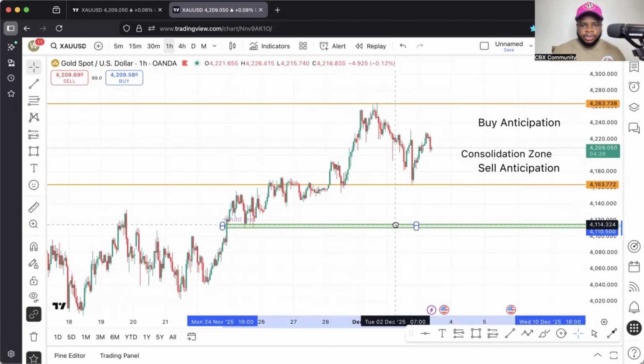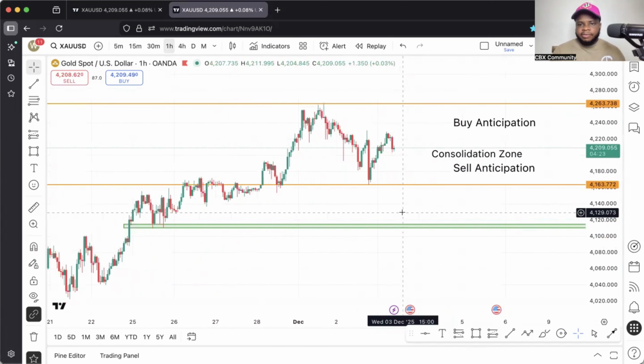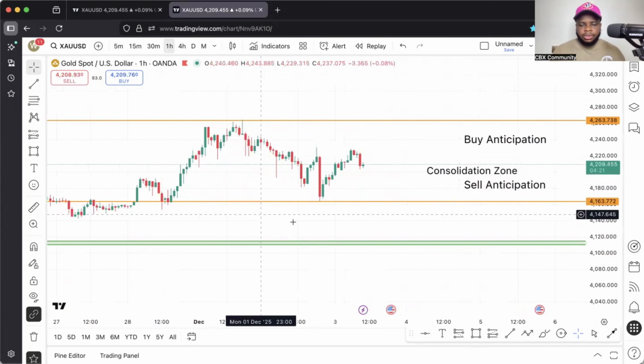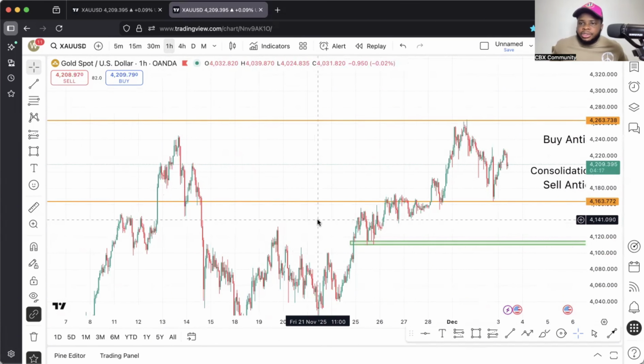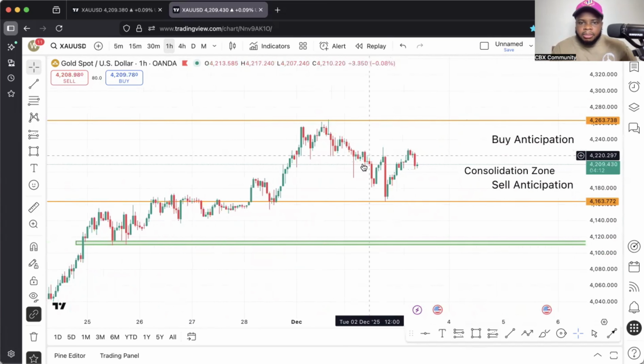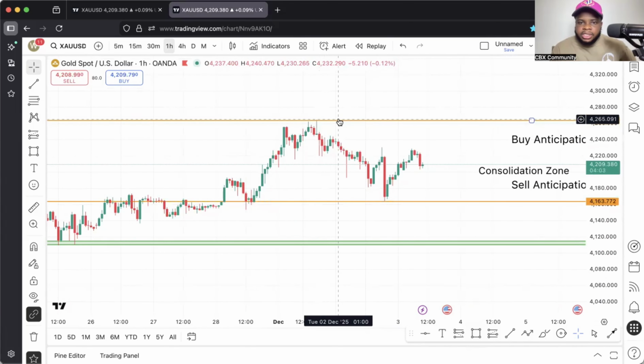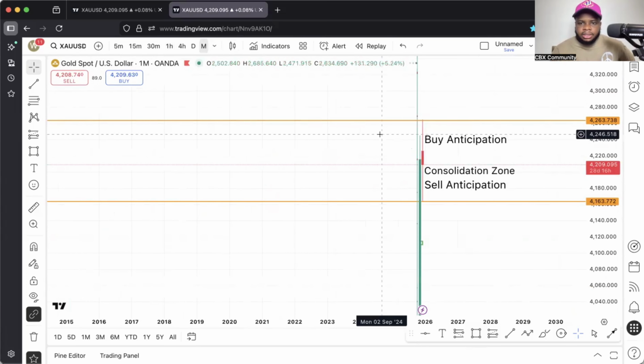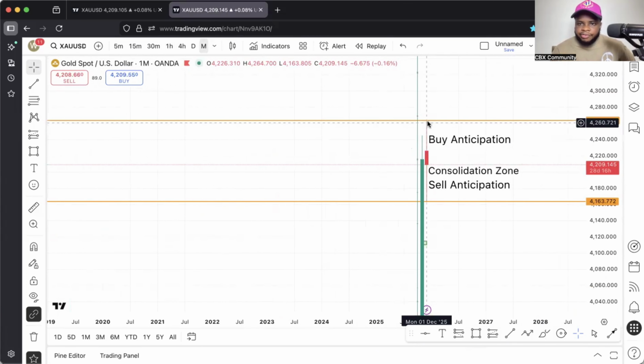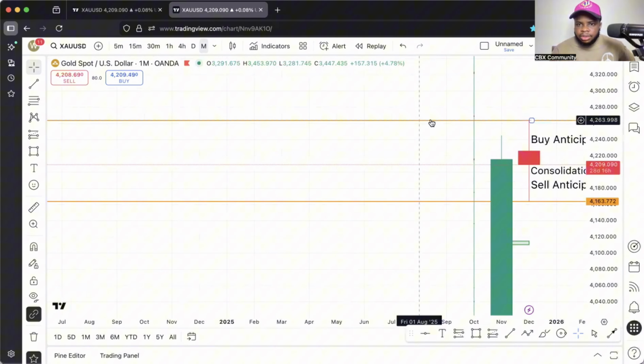So we have a support zone over here. We can leave that one. Looking at the condition of the market structure in the 1 hour time frame, it is just consolidating because we have a support zone over here and a resistance zone over here. But this line is the high of the month candle. Let me show you guys. This line is the high of this month's candle, while this line is the low of this month's candle. Let me adjust it.